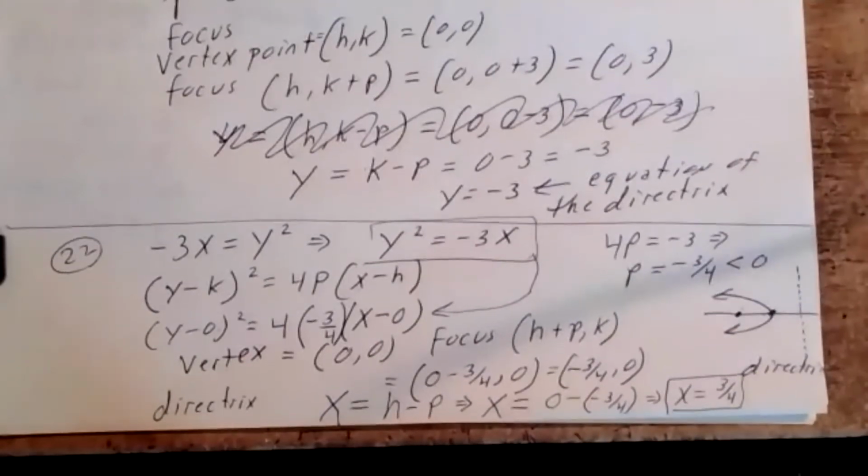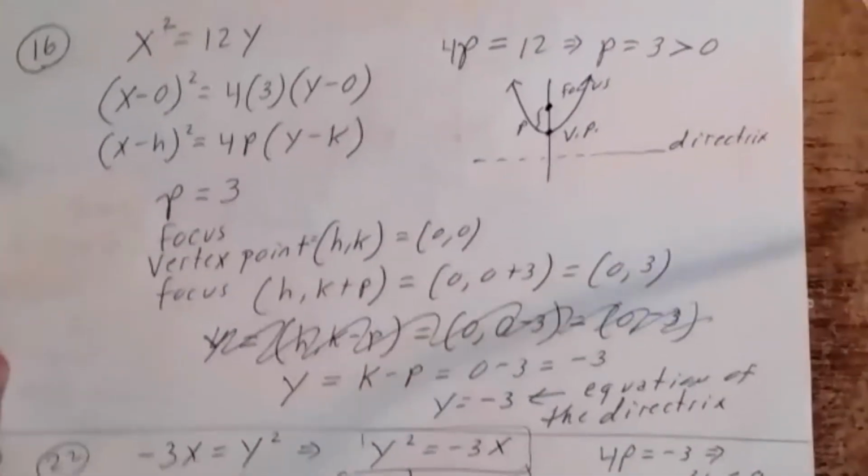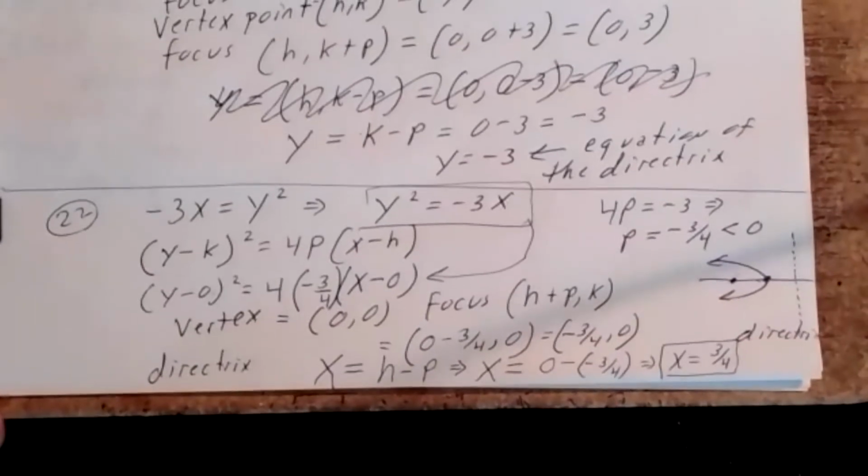Okay, so now we've answered all those questions for that parabola. Any questions how we found the focus, found p, and also found the equation for the directrix? Does that make sense, Larry Dillon? Does that make sense for that one? Any questions about these problems here? All right.